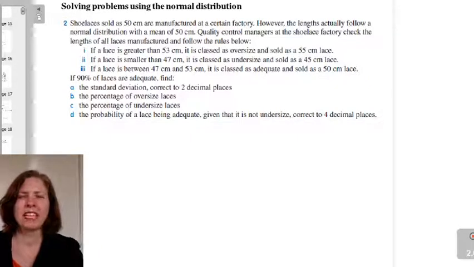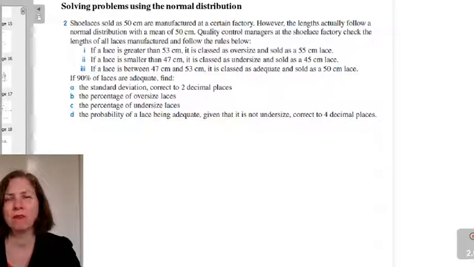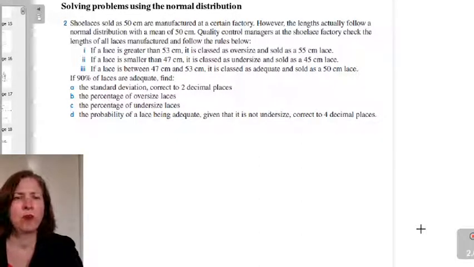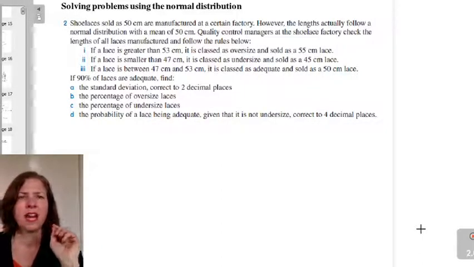What we're going to look at in this video is one worked example of solving problems using the normal distribution. When you see the word solving problems, it usually means we're not just given values, we're given some kind of real world context and we've got to pull the values out that are important. So I'm just going to read through the question at the start.